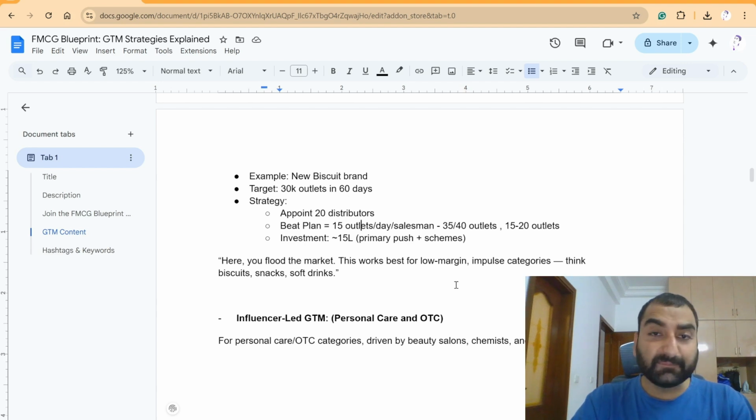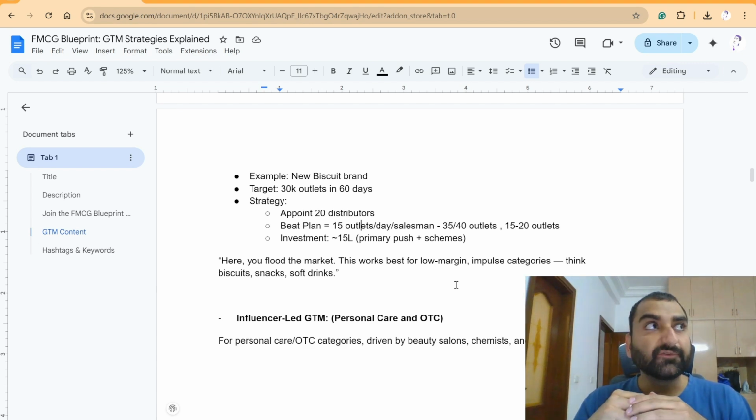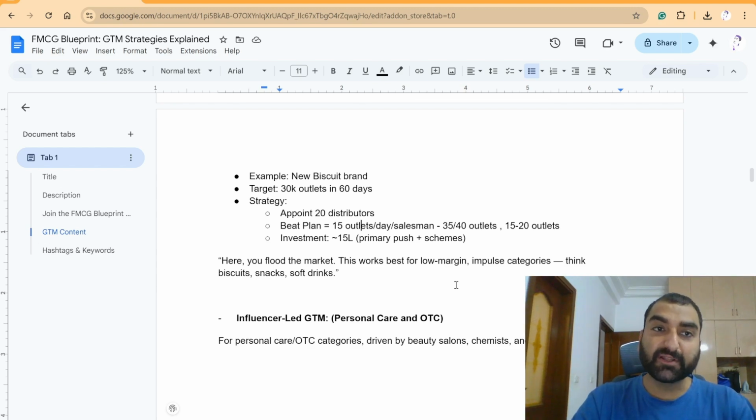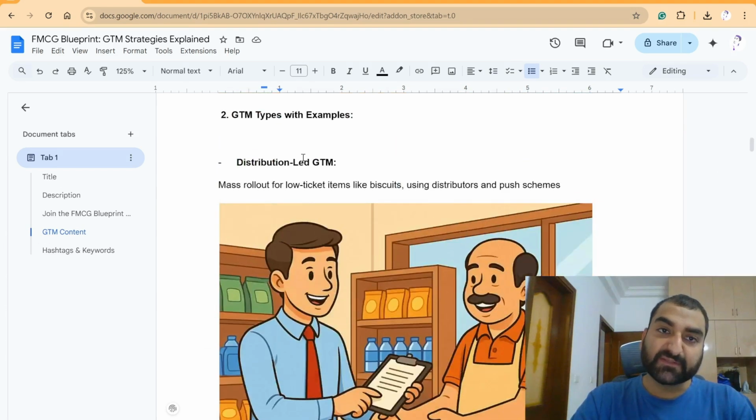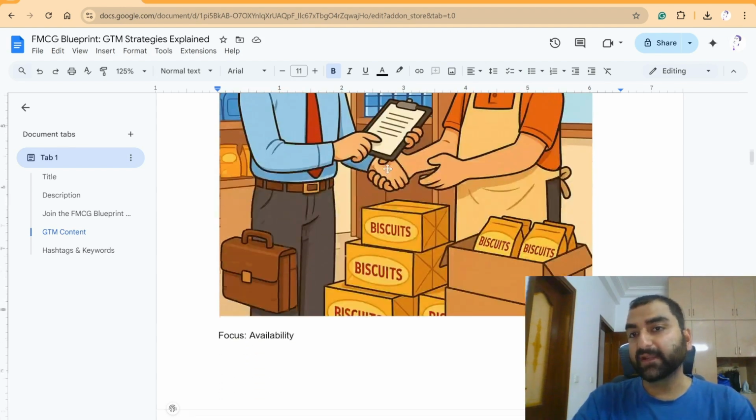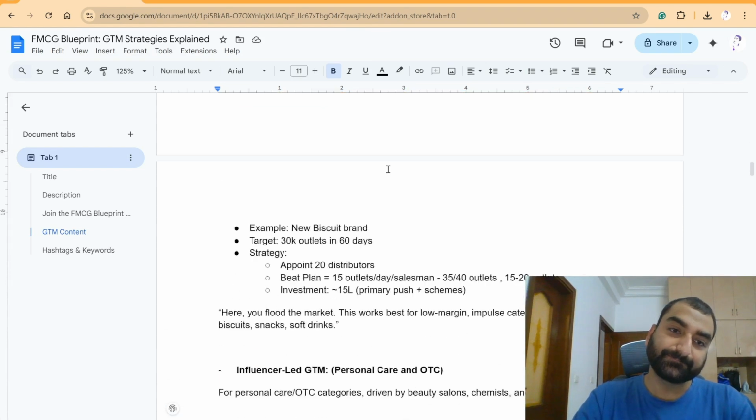Initially you will have a minimum investment amount, say for example 15 lakhs here. Along with primary push and schemes, you need to flood the market. This kind of distribution model works best for low margin impulse categories, as I told you: confectionery, snacks, biscuits, soft drinks, right? So this is the basic distribution model, which I have called distribution-led GTM. I hope this is clear to all.